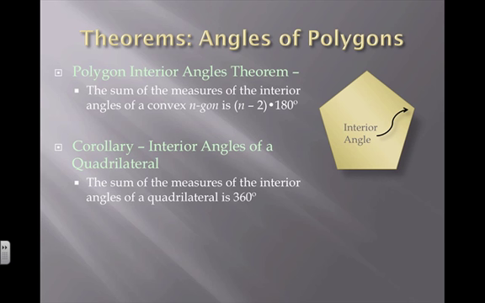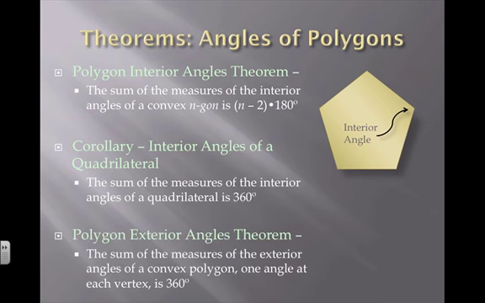All right, now we're going to move on to the last theorem of this lesson, which talks about exterior angles. So let's quickly review first what exterior angles are. If we were to extend the side out of our pentagon like we just did, that angle that is formed by extending the side out is the exterior angle. So that is what we are talking about for our polygon exterior angles theorem.